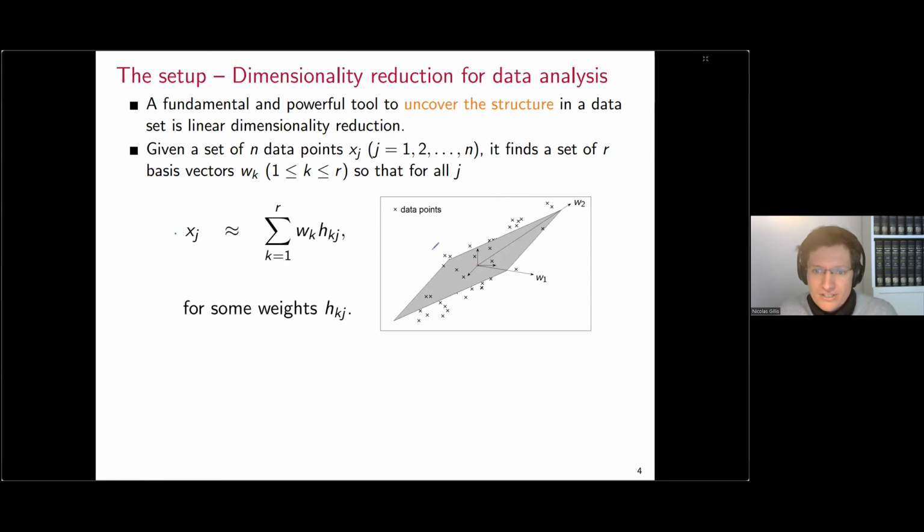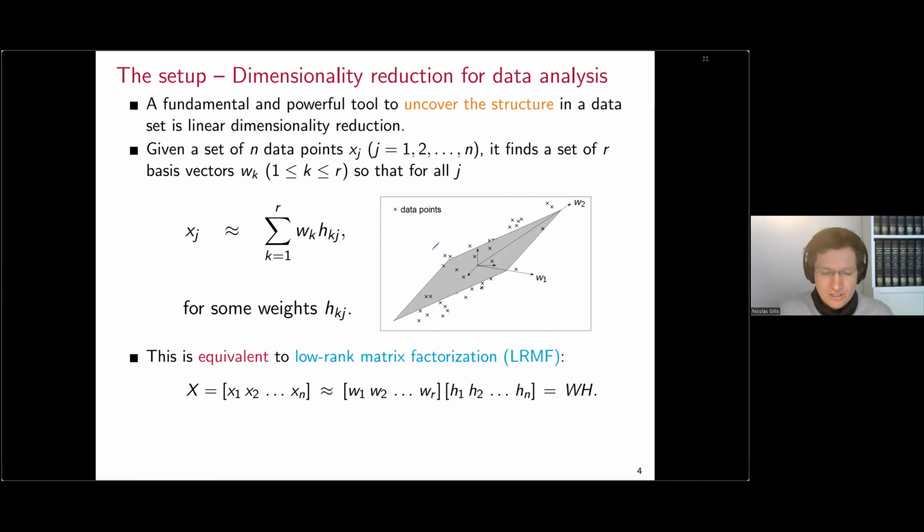On the right, you have a simple illustration of 3-dimensional data points approximated by a 2-dimensional subspace, so with r equals 2. This dimensionality reduction is equivalent to low-rank matrix factorization, where the columns of the input matrix contain the data points, and where the low-rank approximation is expressed as a product of 2 factors, W and H, where the columns of W contain the basis vectors, and the columns of H contain the weights necessary to reconstruct each data point in the basis W. For example, h1 contains the weights to reconstruct x1 in the basis W.